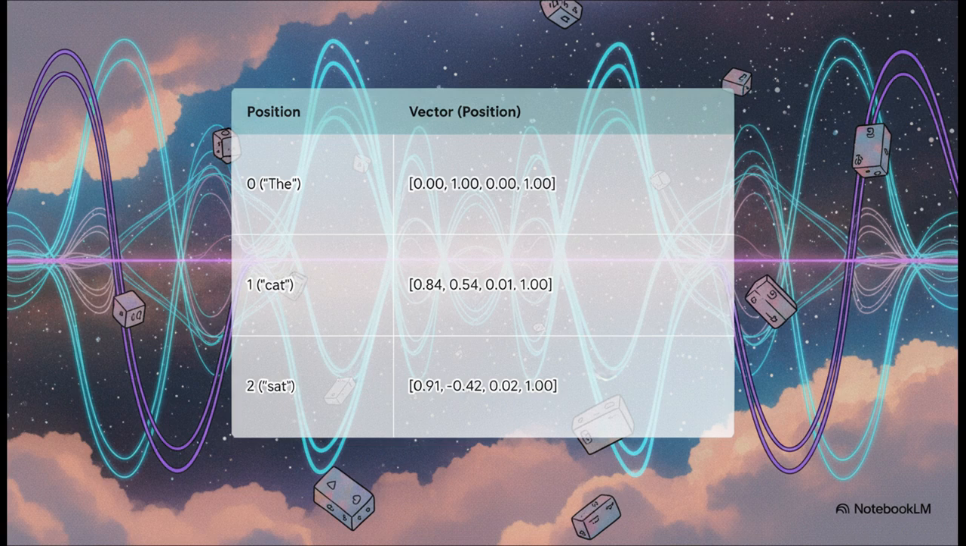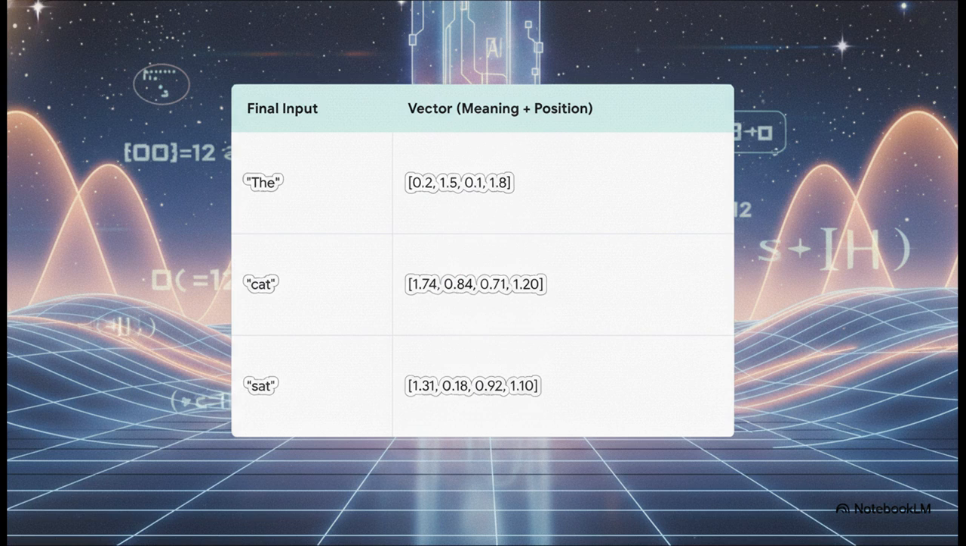Okay, next up, we use those sine and cosine formulas to generate a totally unique vector for each position. Position 0 for the, position 1 for cat, and position 2 for sat. These vectors you see right here, this is that positional spice we're about to add into our recipe. This is the where.